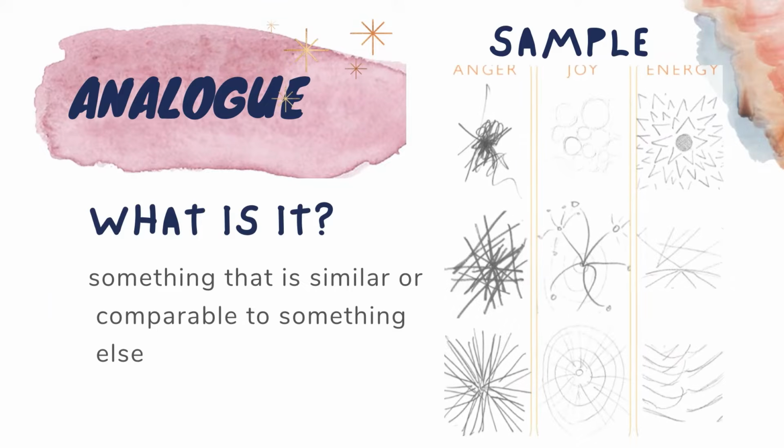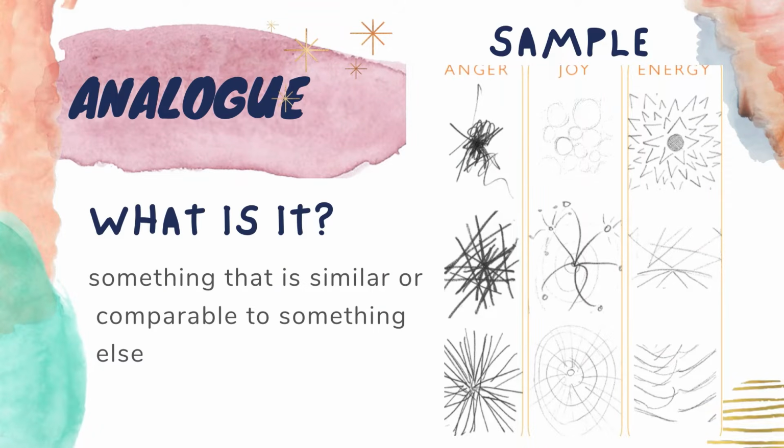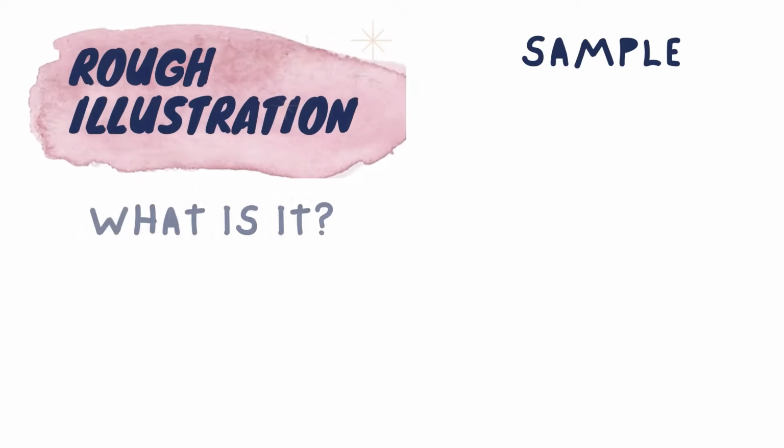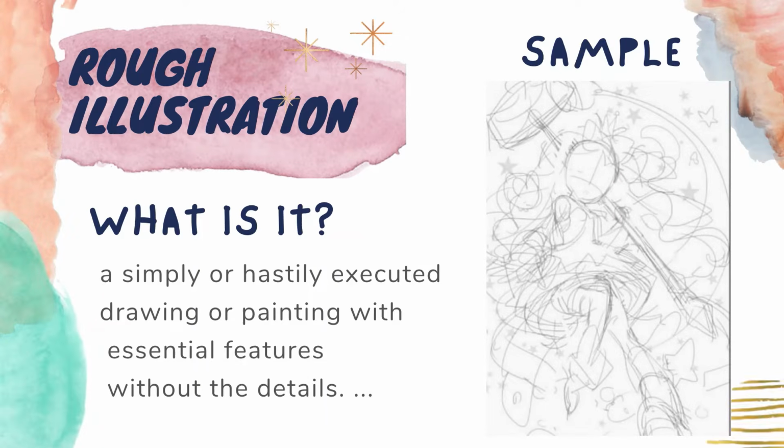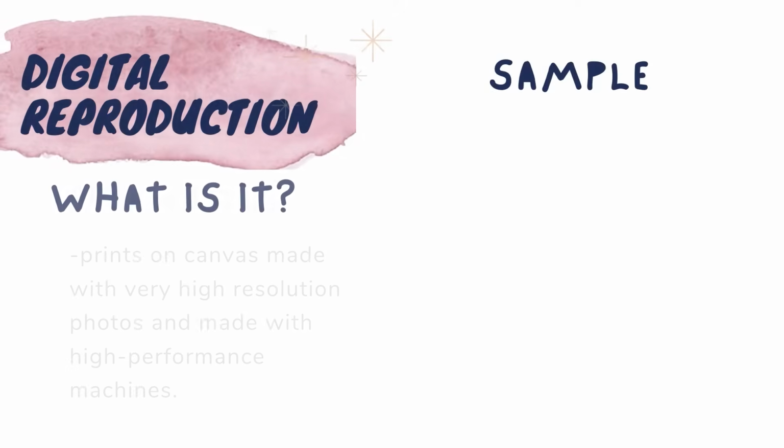What is analog? It is something that is similar or comparable to something else. And here is an example of an analog of anger, joy, and energy. What is rough illustration? It is a simply or hastily executed drawing or painting with essential features without the details. Here is an example. Have you tried drawing the same image like this?